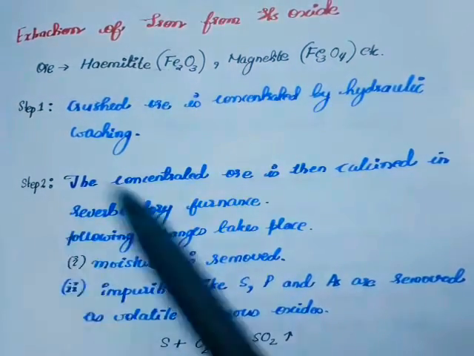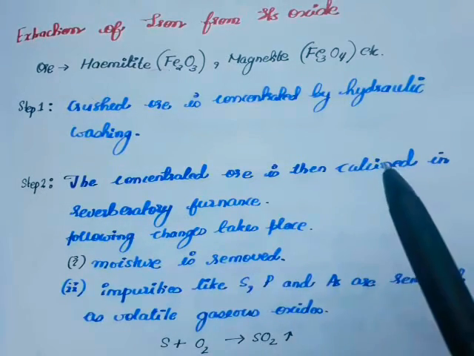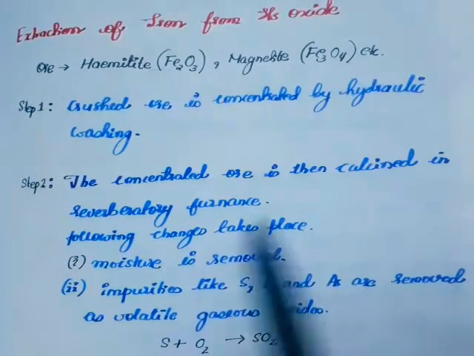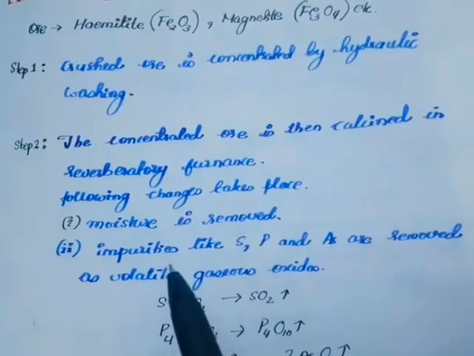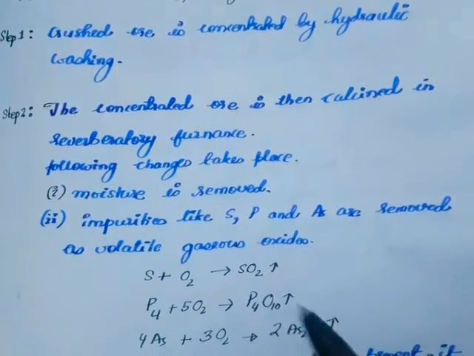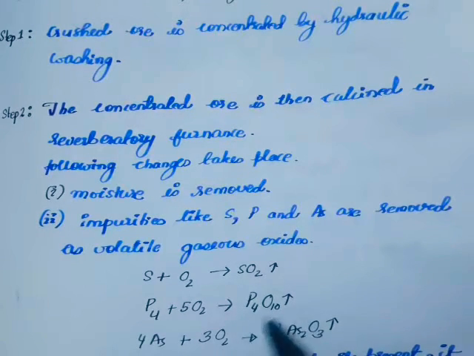Then step 2, after concentration we are going to do calcination in a reverberatory furnace. Now what happens during calcination? Whatever moisture is present will get removed. If some impurities are there like sulfur, phosphorus, arsenic, they will be removed as volatile gases like sulfur dioxide, phosphorus pentaoxide, arsenic oxide.